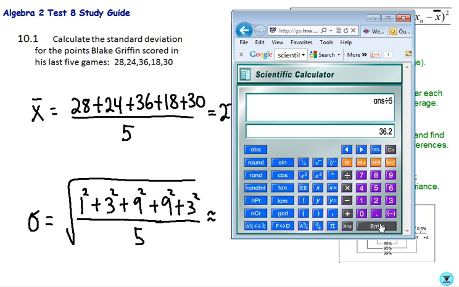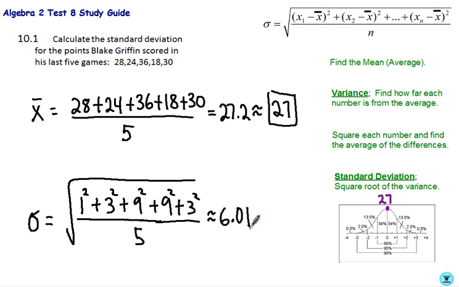So what we then need to do is take the square root of 36.2, and we end up with 6.01. There are two things we could say. We could say 6.01. The question on the test wants you to round it to the nearest tenth, which would be 6.0, but we could just leave it like that. We could say 6.01.